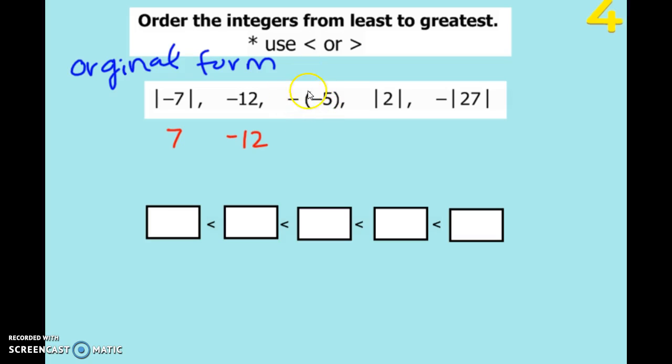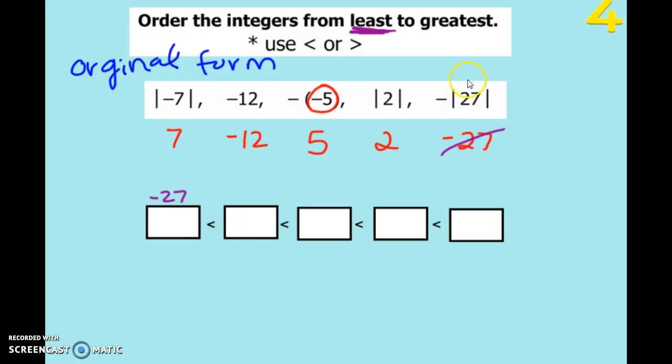In the middle, the opposite of negative 5 is going to be a positive 5. And 2 goes in the shower clean, also comes out clean. 27 goes in the shower clean, comes out clean, but then someone threw dirt on them. So now we need to put these in order, starting with the least, or the biggest negative number. So looking at our negatives, negative 12 and negative 27, negative 27 is going to be our least number.